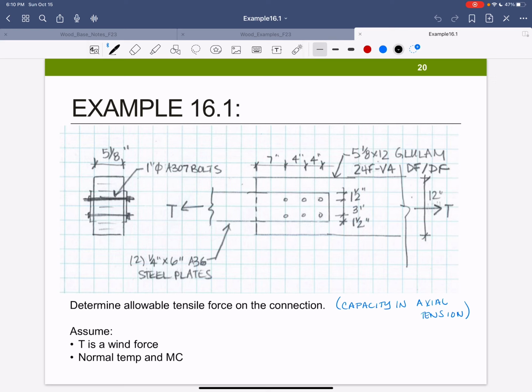We're going to do an example with a bolted connection. So it's a glue lam. You can see the cross section here with two steel plates, one on each side. Your homework is going to be similar to part of this example, but be sure you read the homework carefully because this example is actually longer because I check a bunch of other stuff. But I wanted you to have it for your notes.